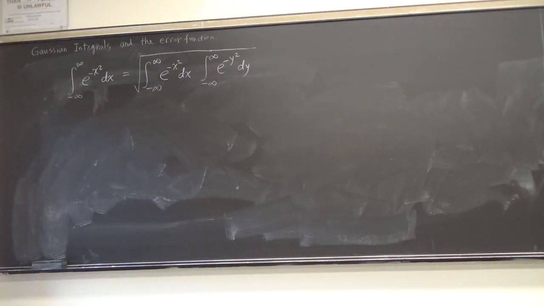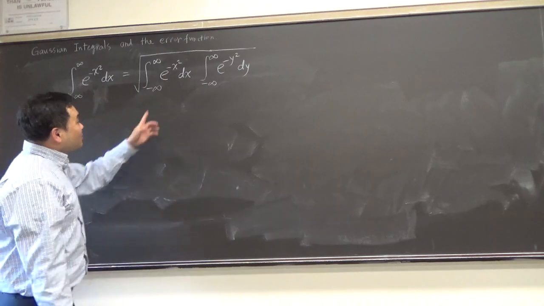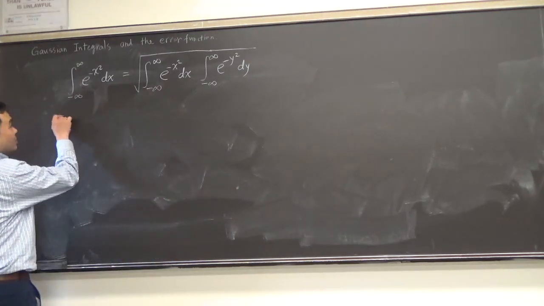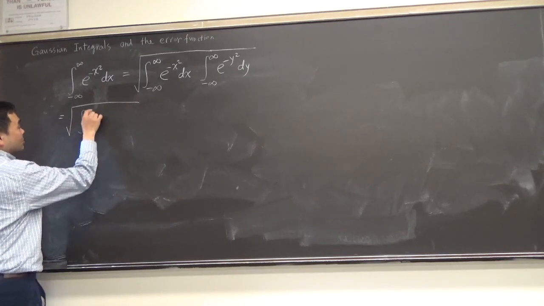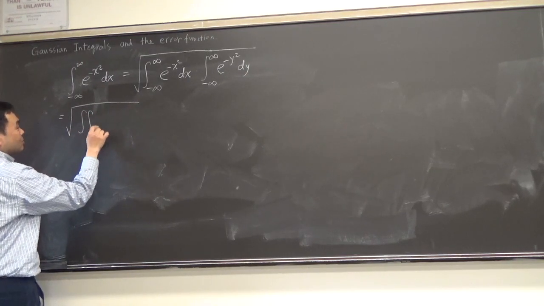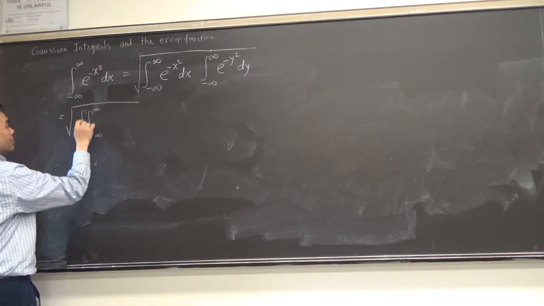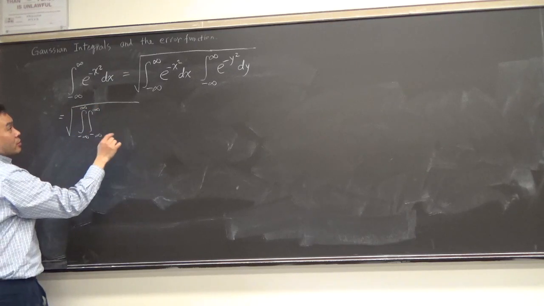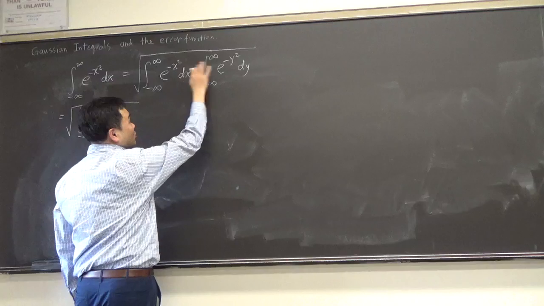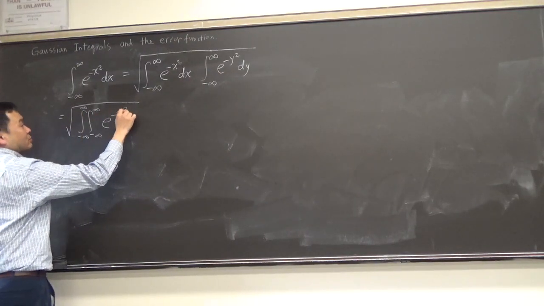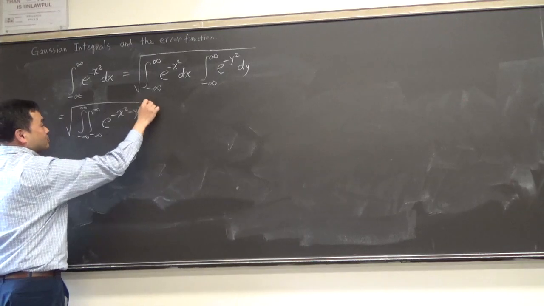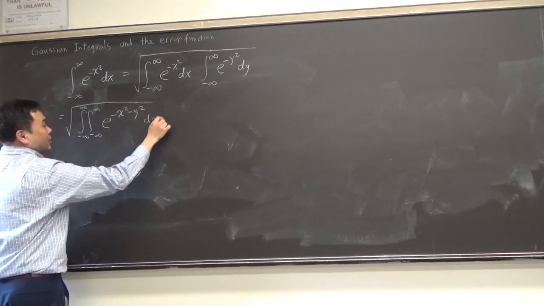You agree? Right. But then this can be thought of as a 2-dimensional integral, or a double integral, where because you have the same base, if you multiply these two together, it will be e to the negative x squared minus y squared dx dy.